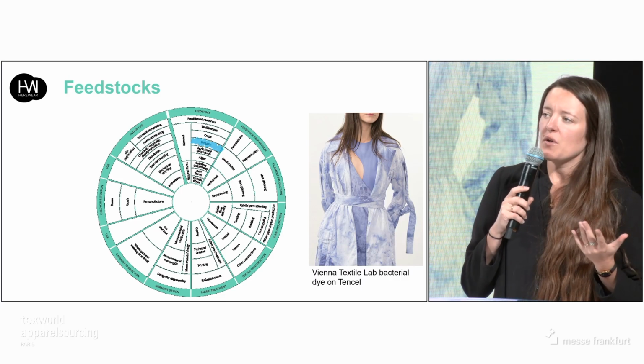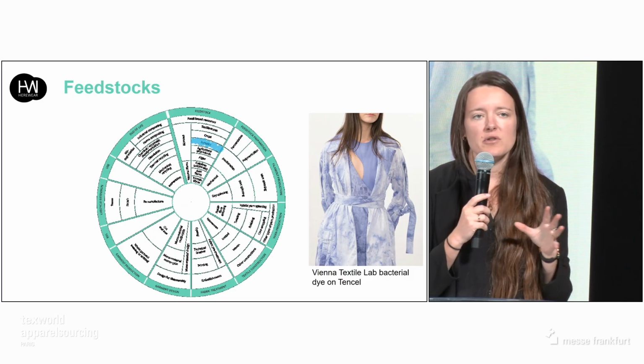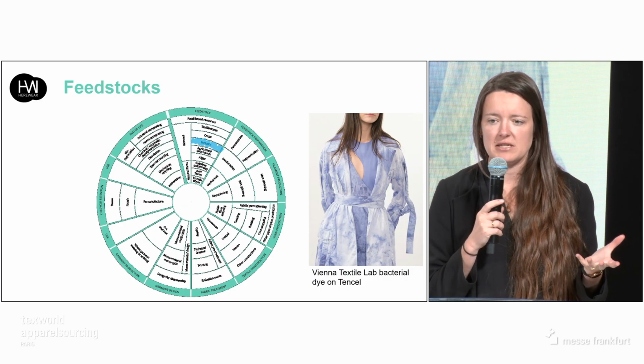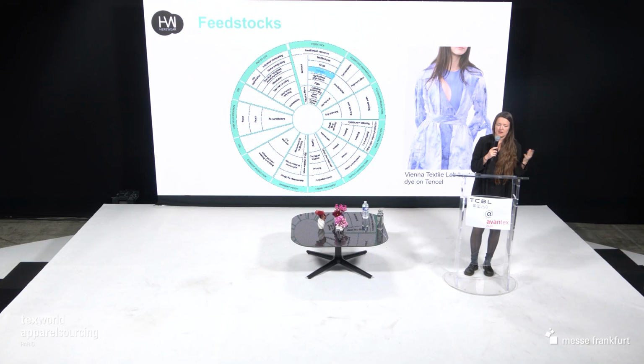So just to show you a little bit how this could be used, the picture of the garment that you see there is a prototype using Vienna Textile Lab bacterial dye on Tencel. So the super innovative thing is these Vienna Textile Lab dyes, which as the name represents, are made from bacteria in Vienna in a super exciting process where basically you can have dyes that work inside a city, inside a chemical vat effectively. And then on Tencel, and we probably all know Tencel as a regenerated cellulose material.